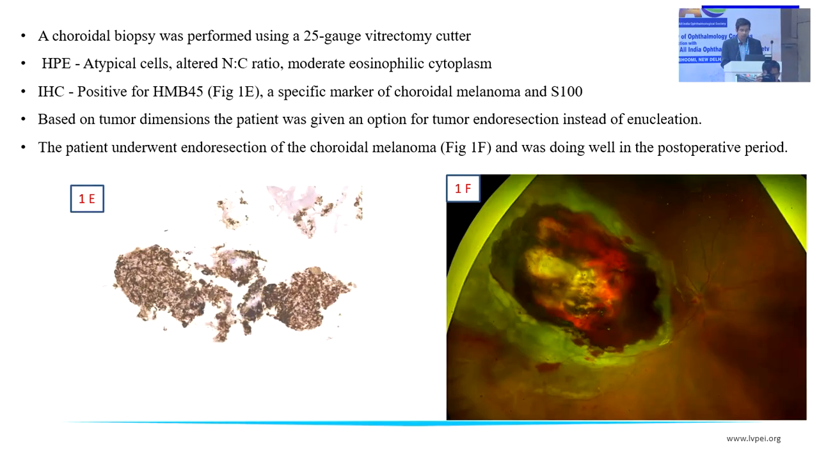A choroidal biopsy was performed using a 25 gauge cutter. On histopathological examination, atypical cells were noted, and on immunohistochemistry, the cells were positive for HMB45, which is a specific marker for choroidal melanoma. Based on the tumor dimensions, which were more than 10 mm in diameter, the patient was given an option for tumor endoresection instead of enucleation, and underwent endoresection of the choroidal melanoma and was doing well in the postoperative period.